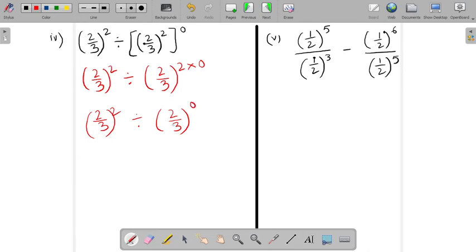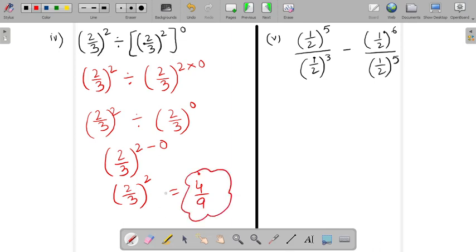Now bases are same. It is in the division form, so power will be subtracted: first power minus second power. So 2 by 3, 2 minus 0 will be 2. Now solve it: 2 upon 3, 2 times. So it would be 4 by 9 as the answer.